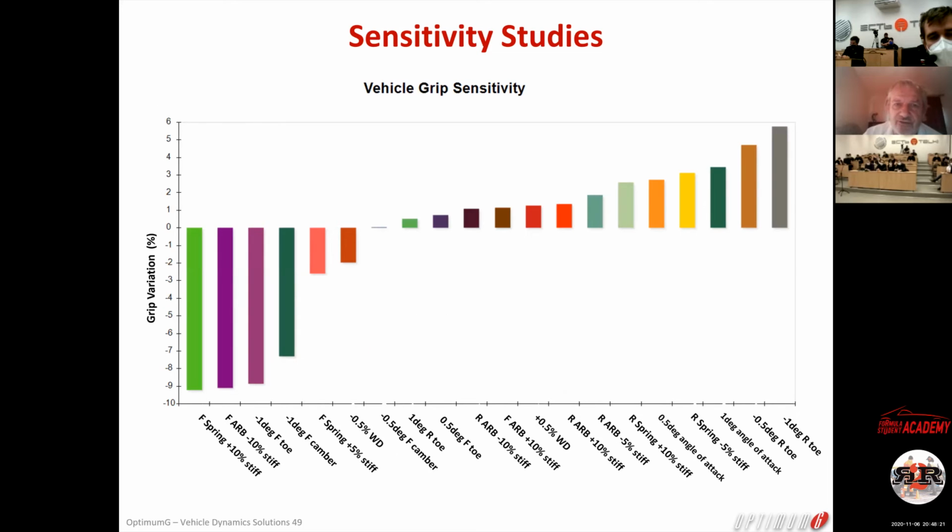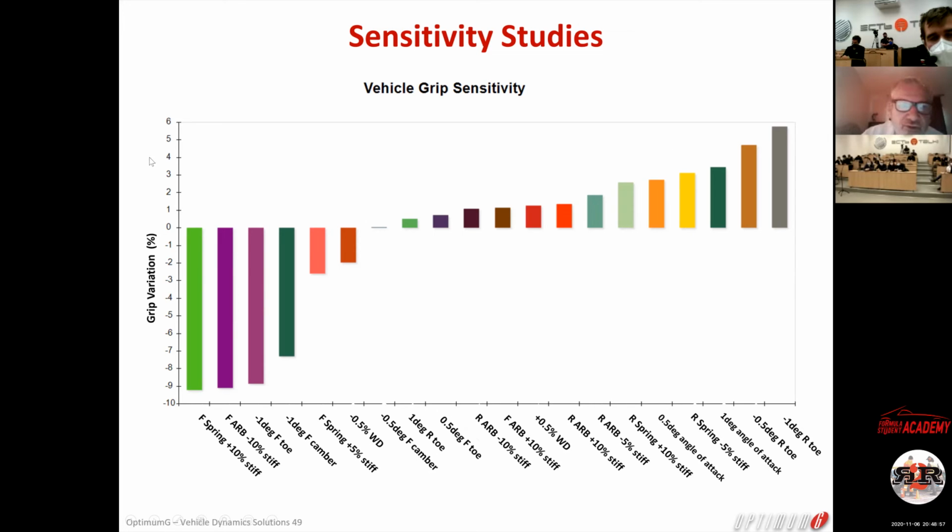So here's an example of the grip. I choose here spring, anti-roll bar. I need my glasses. Front toe, 1 degree of front toe is a lot. Camber, front spring, weight distribution, camber, rear toe, and so on. And I'm telling you that if you want to destroy the grip, nobody wants to do that, but the last thing you want to play with is to increase the front spring 10% because you would lose 9%.